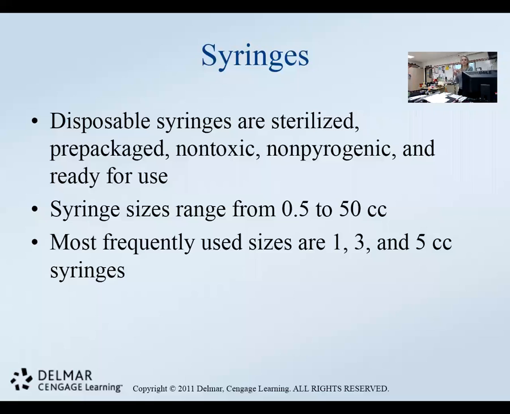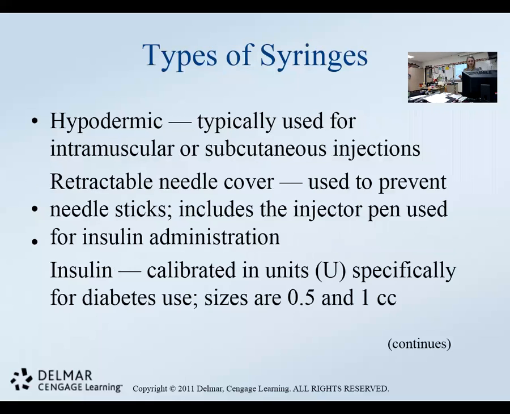And this one is 3. Okay, most frequently used sizes are 1, 3, and 5. Pretty common. 10s, you use 10. Okay, types of syringes: hypodermic, typically used for intramuscular or subcutaneous injections. Retractable needle cover, used to prevent needle sticks.